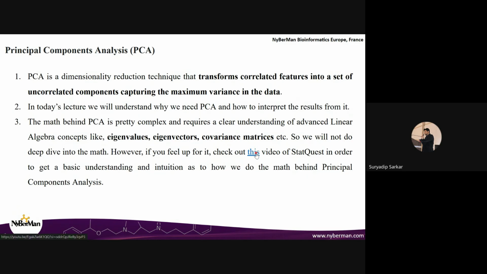However, if you are interested in the math, you can check out this video. I have linked it here. This is a StatQuest video, and here Professor Starmer has explained the math in as simple words as possible. It is in no way the same math as these, but he has simplified it to the extent where even biologists, who don't deal with math on a day-to-day basis, can understand. So you can check it out, but it's not strictly necessary. If you're interested, do check it out. Okay, so let us start.